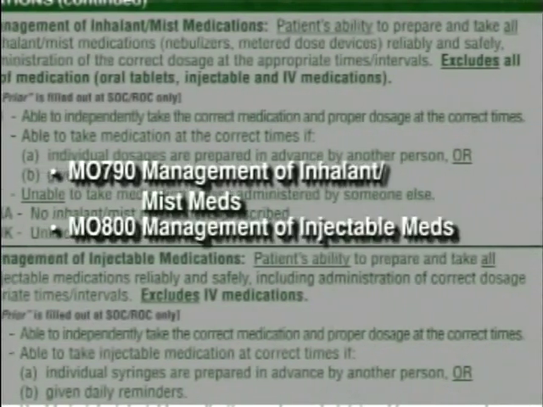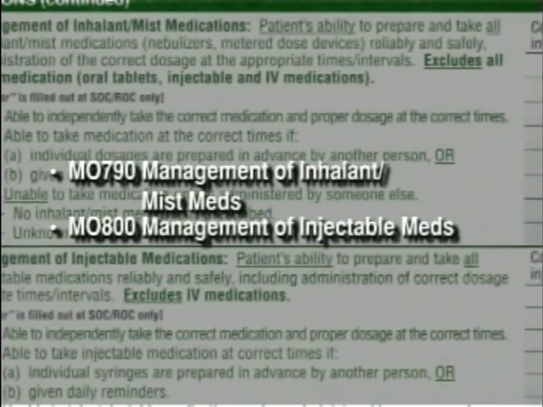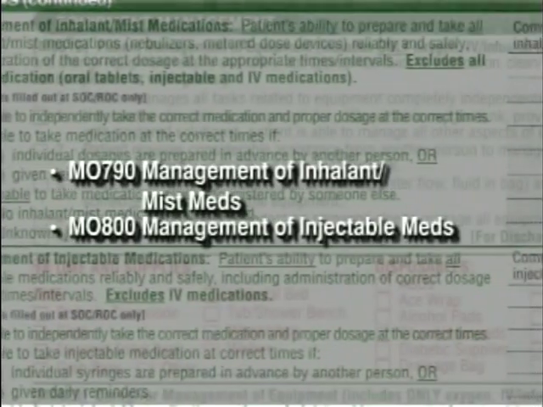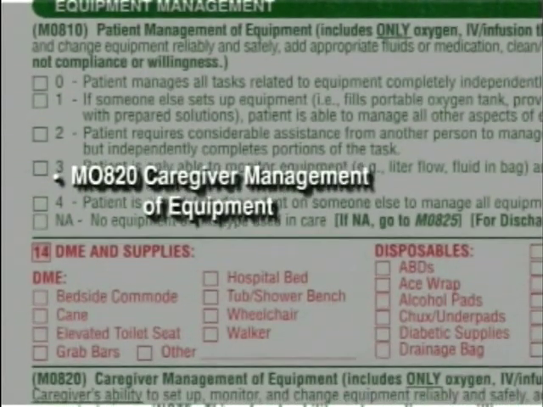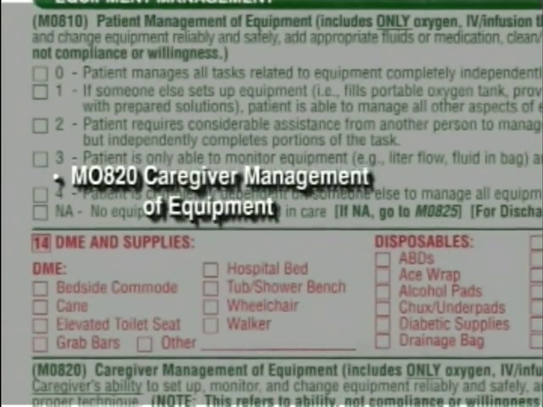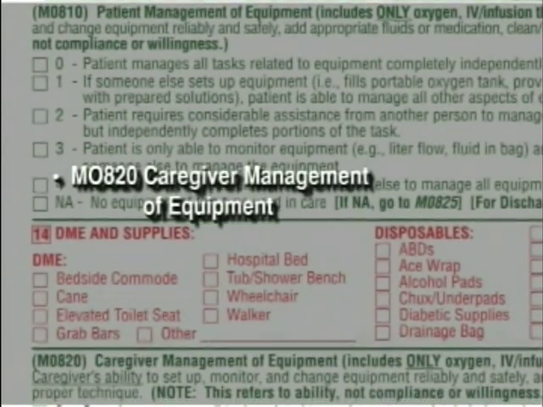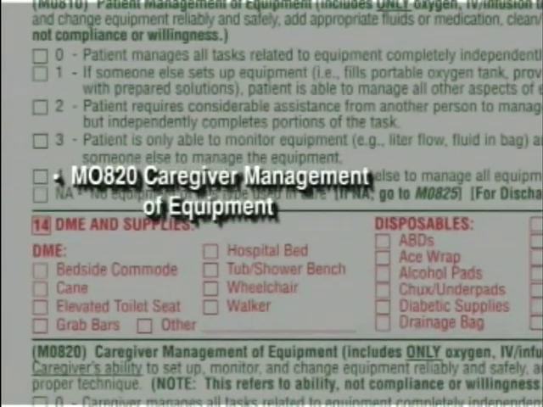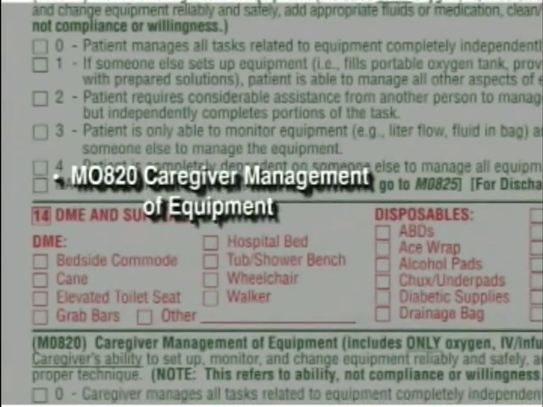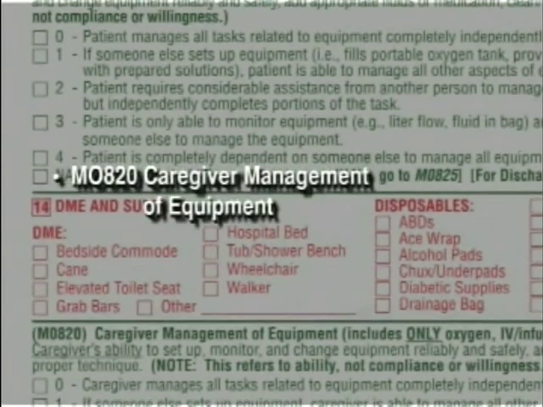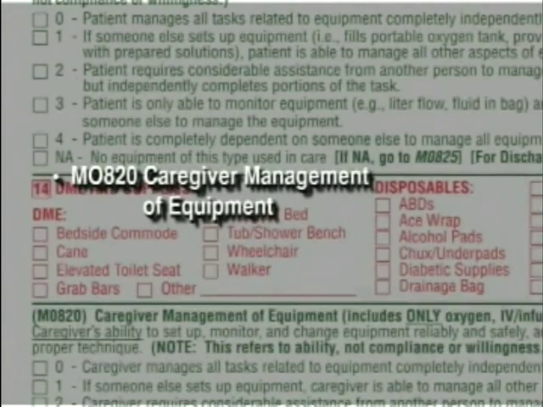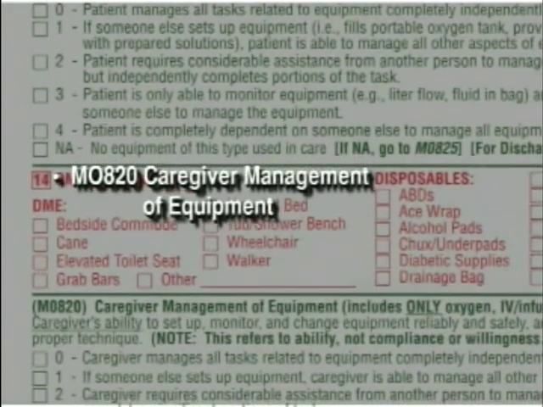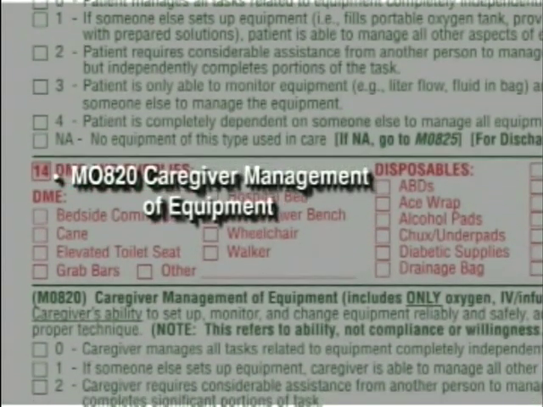M0800, management of injectable meds, excludes IV meds. M0810 and M0820, the OASIS items involved with the management of equipment by the patient and caregivers, include only oxygen, IV infusion therapy, and enteral or parenteral nutrition equipment or supplies. Again, these questions relate to ability, not willingness or compliance.